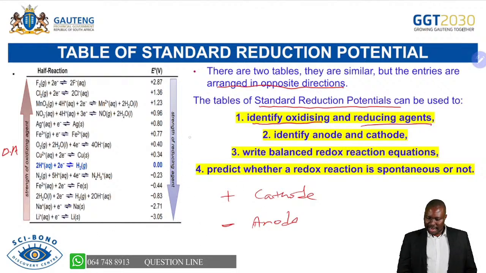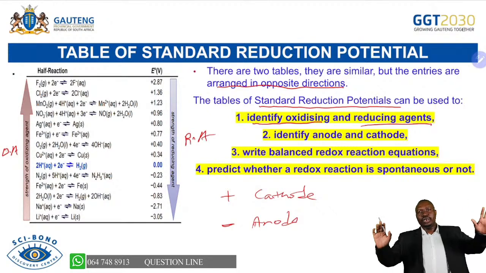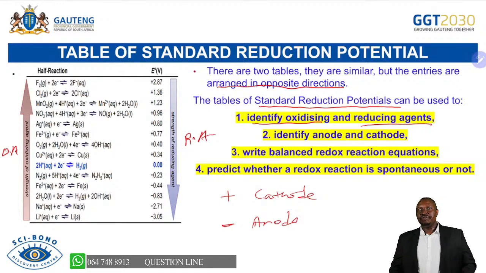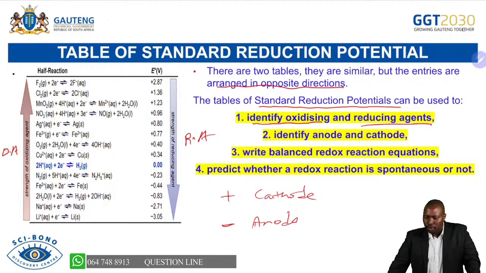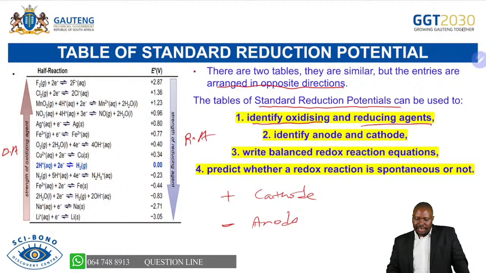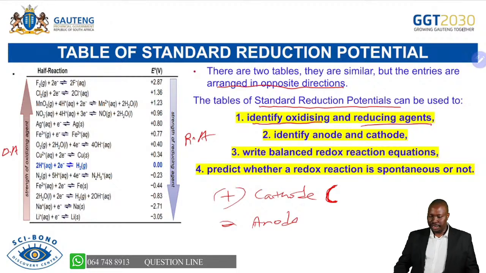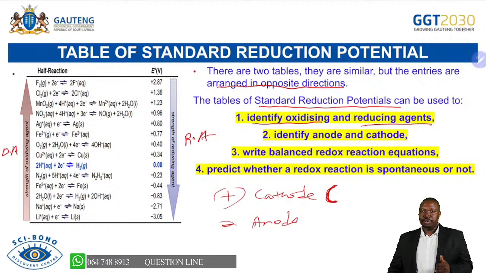So on the right, you have reducing agents. On the left, you have oxidizing agents. At all times, if you are looking for oxidizing agents, you will go to the left of that table. If you are looking for the reducing agents, you will go to the right. Now, if you want to identify the anode and the cathode, you will still come here. Remember, the cathode must have a high standard reduction potential compared to the anode. So you can see it's more positive at the cathode and then negative at the anode. So we use this table to do that.